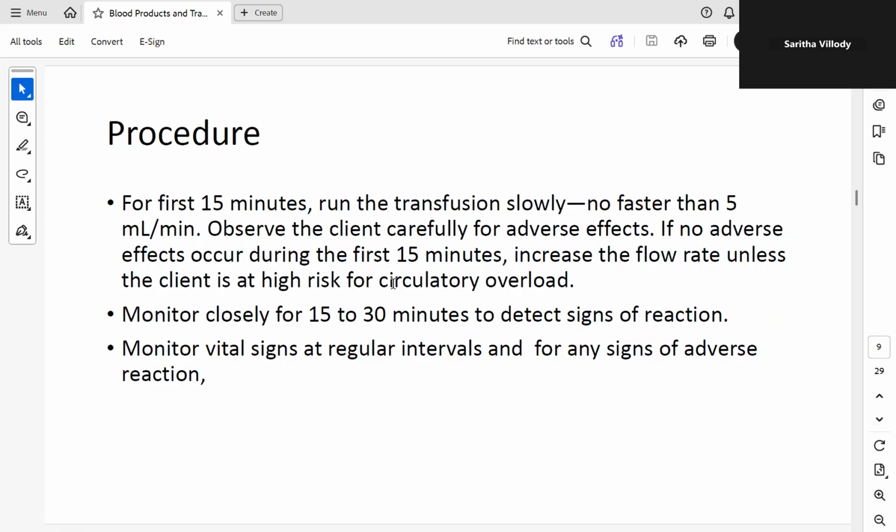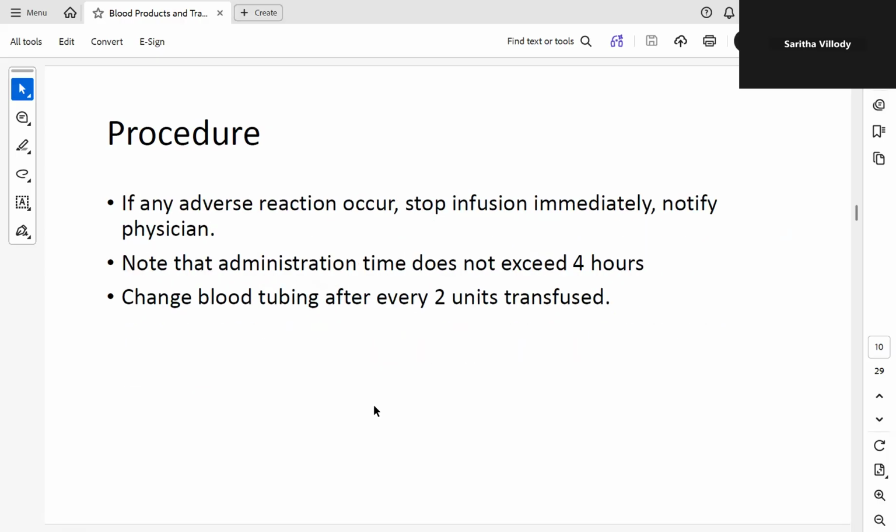This is the time we are going to watch them closely for any signs of reaction. Monitor their vital signs at regular intervals to find out if they are developing any adverse reaction. If any adverse reaction occurs, you stop the transfusion immediately. Do not use the same normal saline which is hanging with the blood. You discard the blood, you return it to the blood bank, but you start a brand new normal saline infusion. The administration time period should not exceed 4 hours.